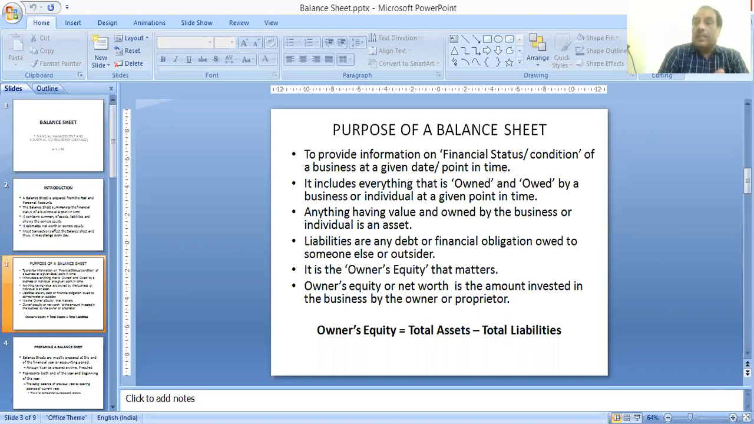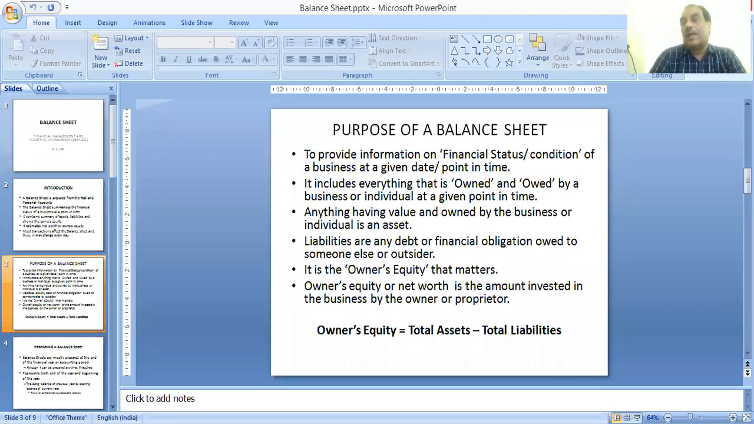So it includes everything that is owned. Anything which has value and which is owned is known as assets. We have already given you these terminologies in the previous classes. An asset is anything which has value and which is owned by us. And anything which is owed by the business to an outsider is a liability.